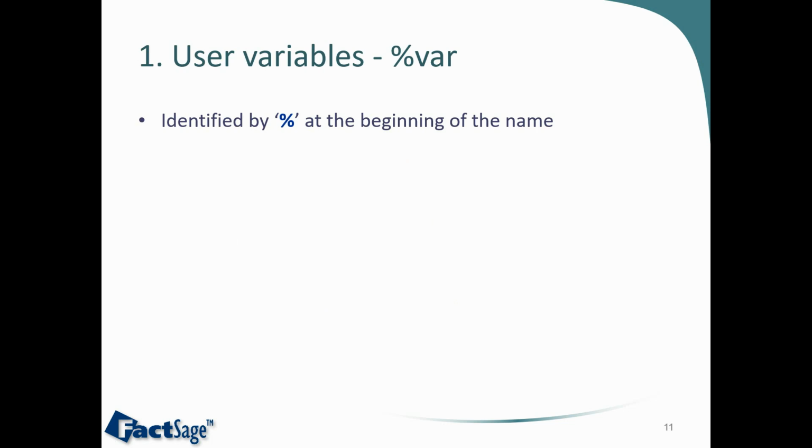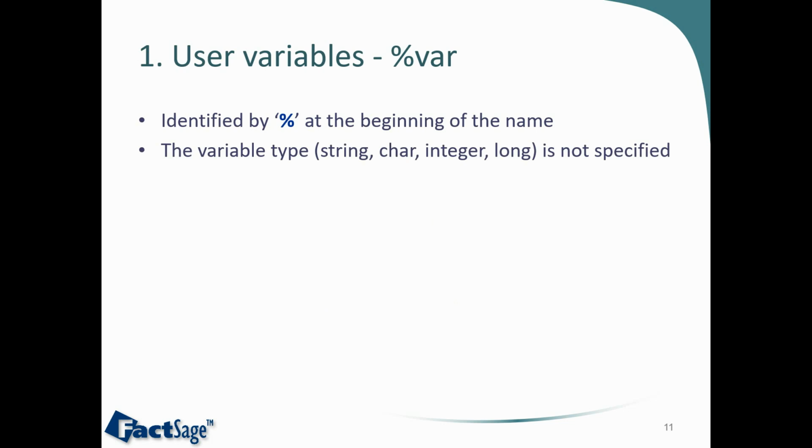The first one is the user variable, which is identified by the symbol % at the beginning of its name. The type of value to be stored in this variable does not need to be defined. It can be a string, a character, an integer, or a double. And the type of value can be changed anytime in the code without the need to reset or convert the variable.